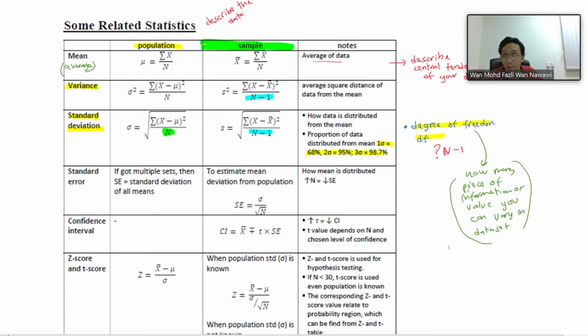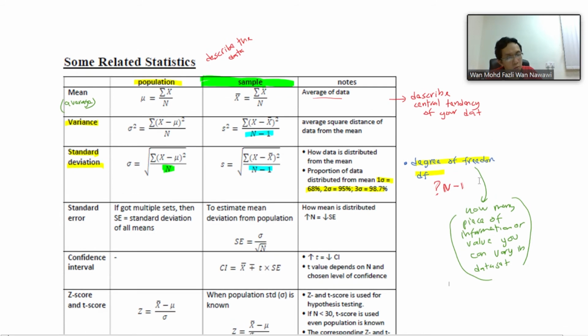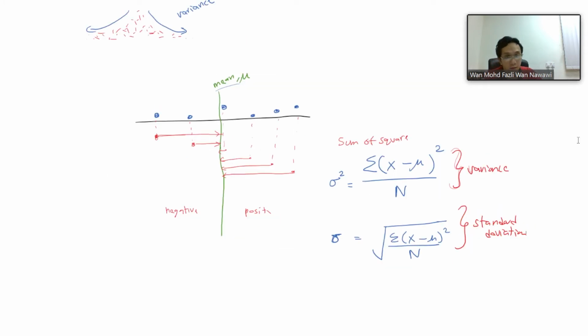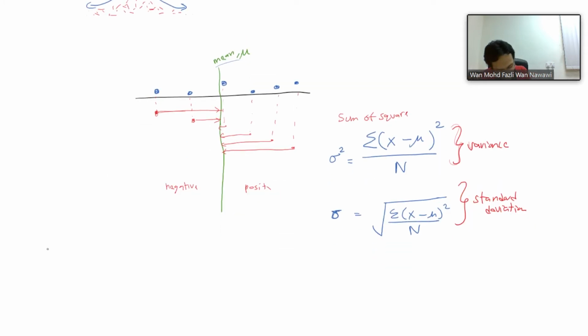Let me give an example of n minus 1. Okay, let's say you have a set of 3 numbers. Let's say I put here, it's easy. Let's say you have a set of 3 numbers, and all these 3 numbers give a mean of 10.